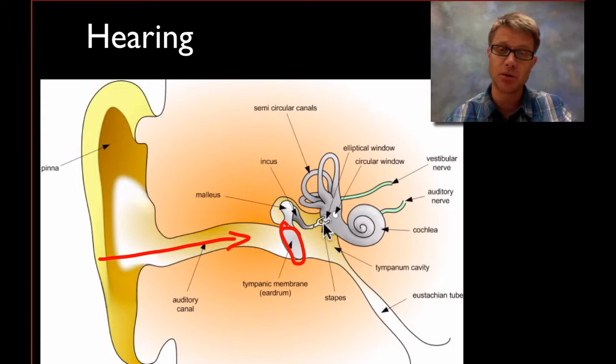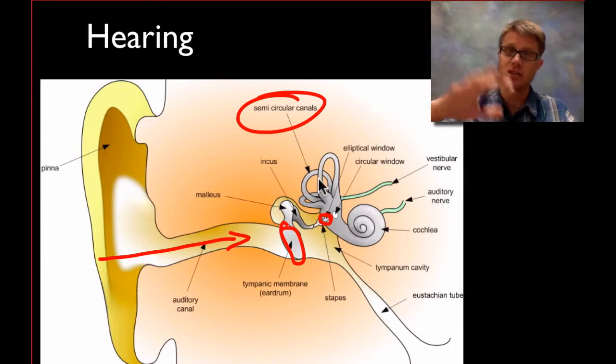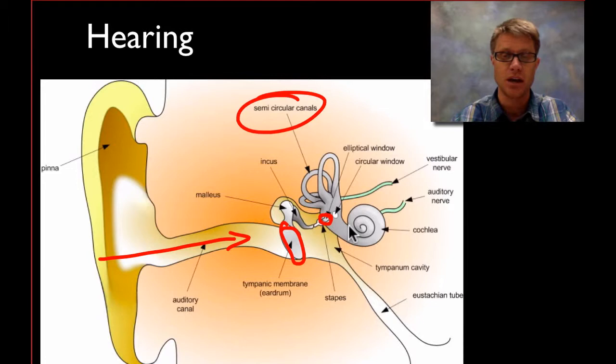We have a series of bones which are going to mechanically amplify that until it eventually gets right here, and this is going to be your oval window. So the oval window sits right here on your cochlea. The cochlea looks kind of like a snail, and that's where you sense hearing. On top of that, we have these semicircular canals. Those are actually going to give you a sense of balance. There's fluid inside here, and they've got 3 different dimensions, so basically you can sense movement through 3-dimensional space.